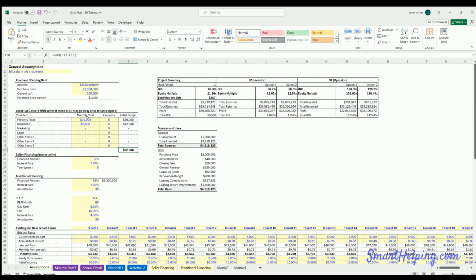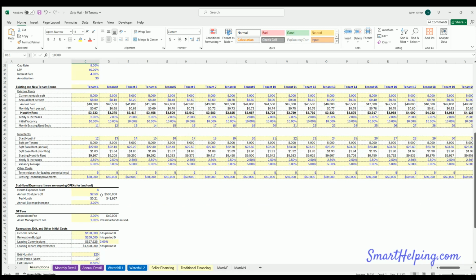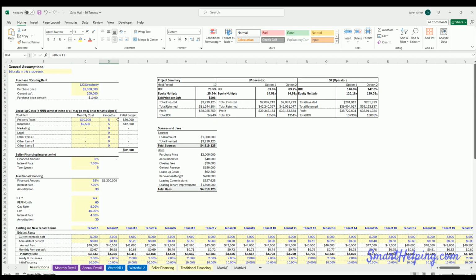Oh wait, no, sorry. This is your monthly cost, 12,000. So this is going to be quite a bit lower. Maybe it's $8,000 a month stabilized, $12,000 a month until you're fully leased up. So that's how you can play with those two assumptions to get your expenses going.